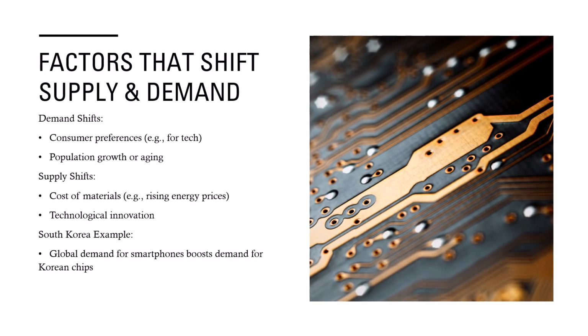Factors that shift supply and demand. Supply and demand curves shift when underlying conditions change. In South Korea, demand for electronics has surged globally, which increases demand for semiconductors. Supply can shift due to technology or material costs. A tech breakthrough can increase supply, while higher energy prices might reduce it.